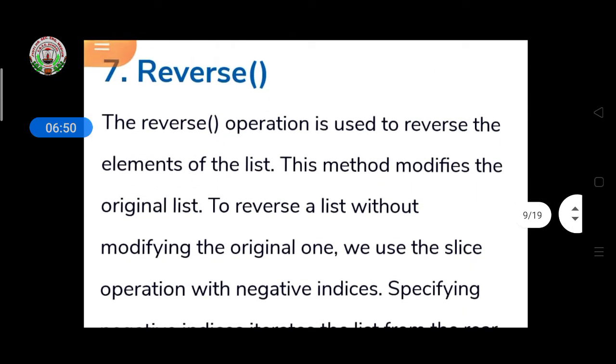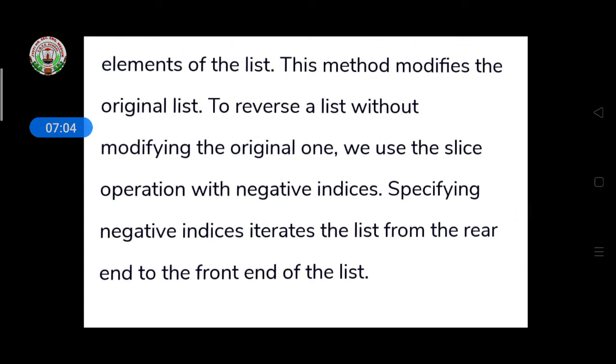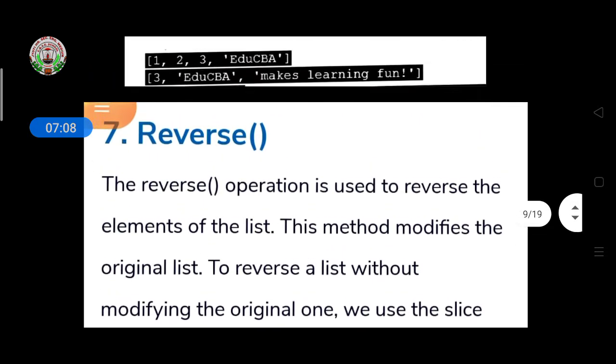Then reverse. The reverse operation is used to reverse the elements of the list. This first modifies the original list. To reverse a list without modifying the original one, we use the slice operation with a negative slice. Specifying negative indicates iterating the list from the rear end to the front end of the list.